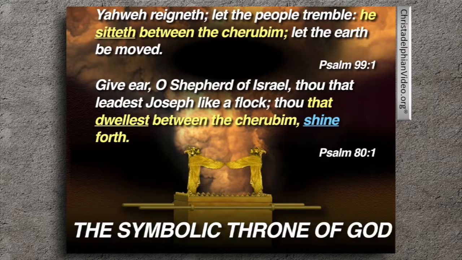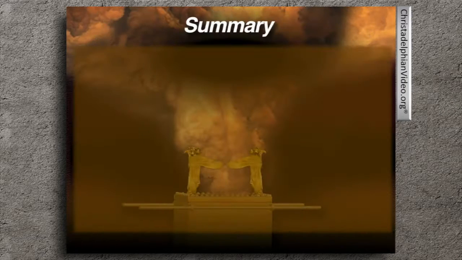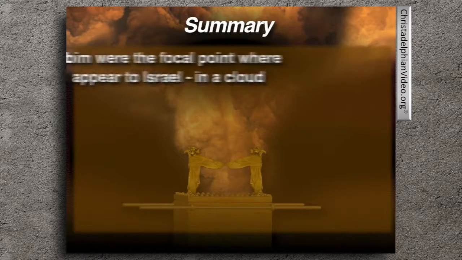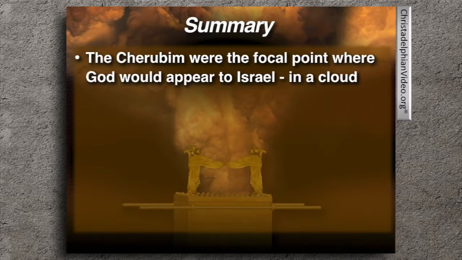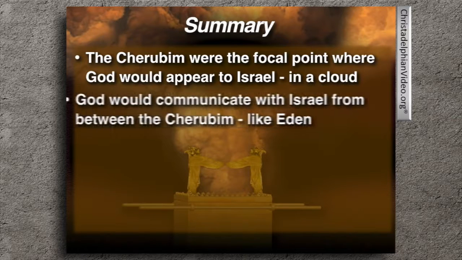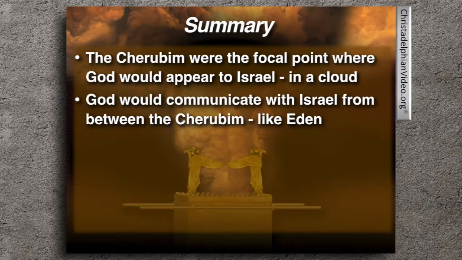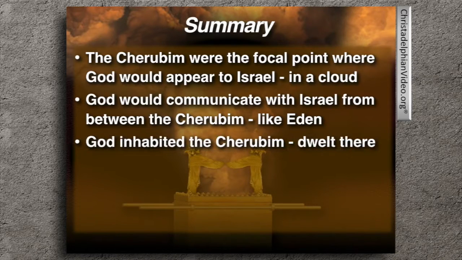And so the prayer of the psalmist is, "Thou that dwellest between the cherubim, shine forth." And that, brothers and sisters, needs to be our prayer when it comes to our God. And so in summary, brothers and sisters, the cherubim were the focal point where God would appear to Israel in a cloud. God would communicate with Israel from between the cherubim, just like Eden. God inhabited the cherubim. He dwelt there.